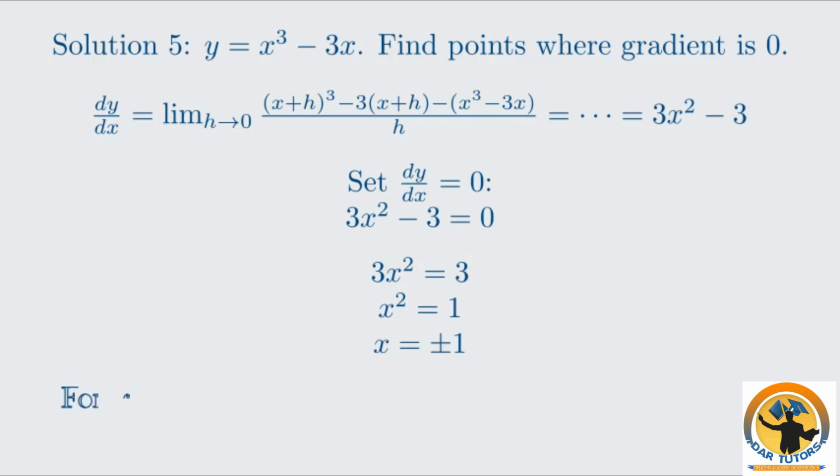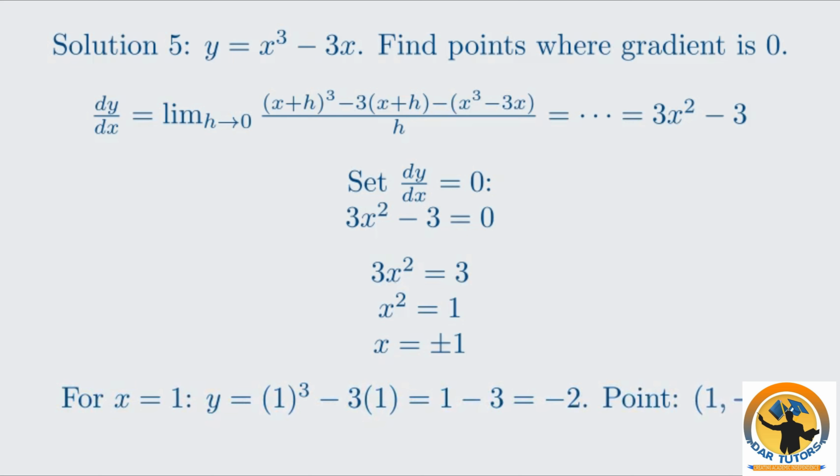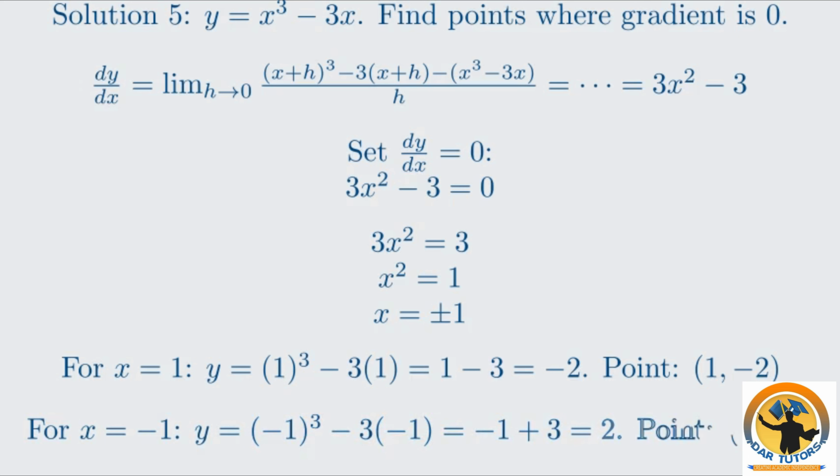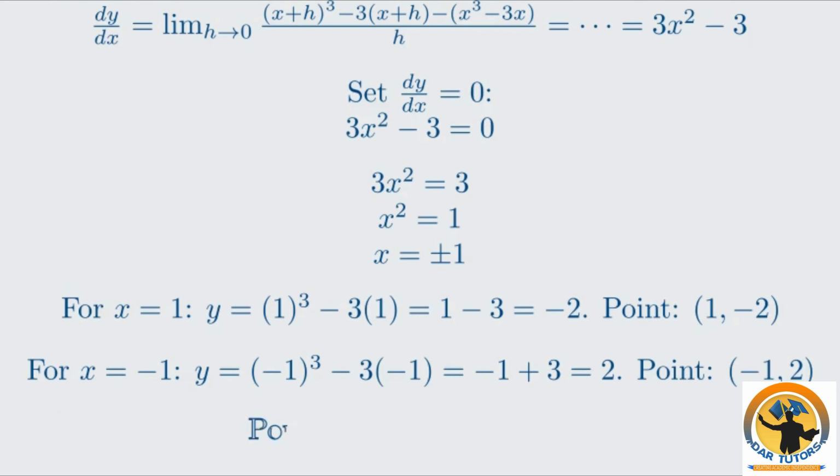For x equals 1, y equals 1 cubed minus 3 times 1, which is negative 2. This gives the point (1, minus 2). For x equals negative 1, y equals negative 1 cubed minus 3 times negative 1, which is 2. This gives the point (minus 1, 2). So the 2 points on the graph where the tangent has a gradient of 0 are (1, minus 2) and (minus 1, 2). These points correspond to the local maximum and local minimum of the function.